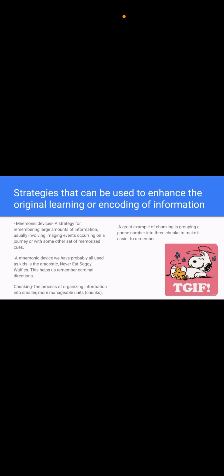Chunking. The process of organizing information into smaller or more manageable units, also known as chunks. A great example of chunking is grouping a phone number into 3 chunks to make it easier to remember. TGIF, thank goodness it's Friday, is a type of mnemonic device, specifically an acronym to help us remember that it's Friday.